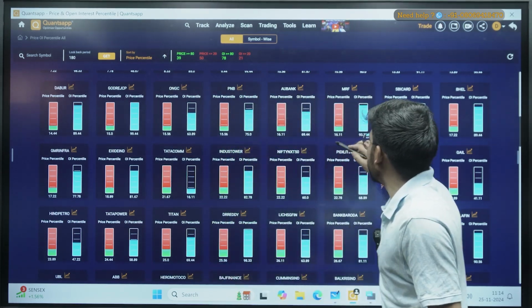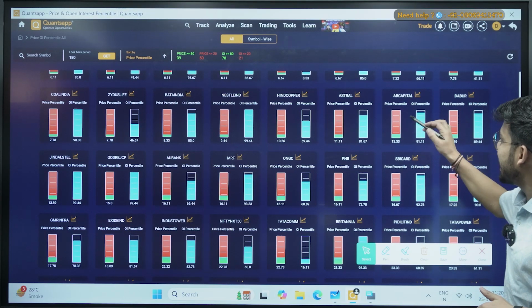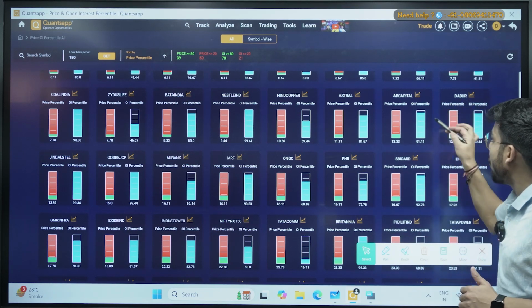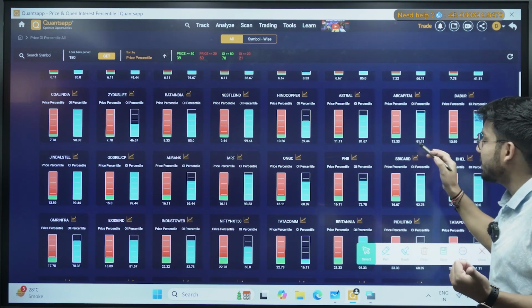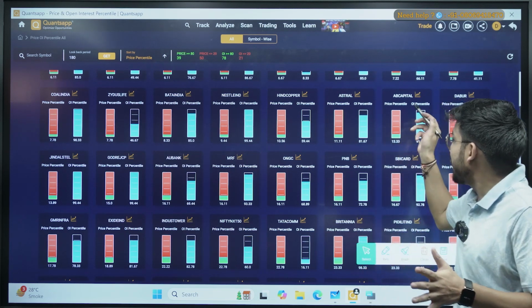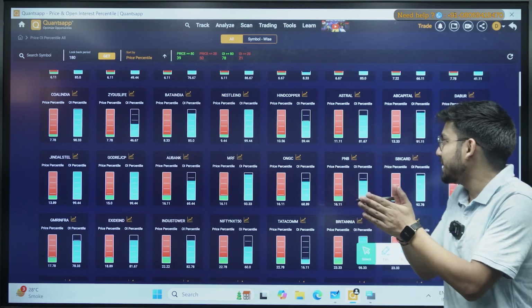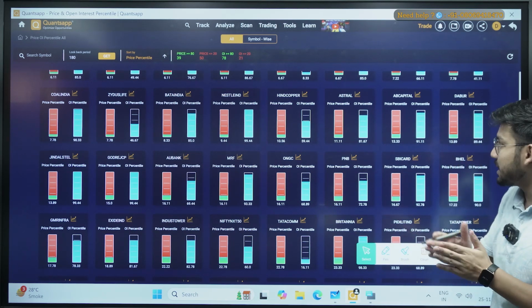Okay, so let's see which are the stocks which are giving me both of these conditions. Here we can see in AB Capital my price percentile was 13.33. At the same time, the OI percentile was greater than 91.11, so that is a good indication for me. I want my price percentile to be between 10 to 20 for the trend reversal, and at the same time the OI percentile to be greater than 90. So both of my conditions are here.